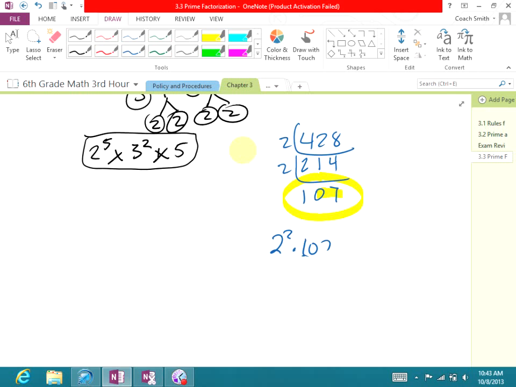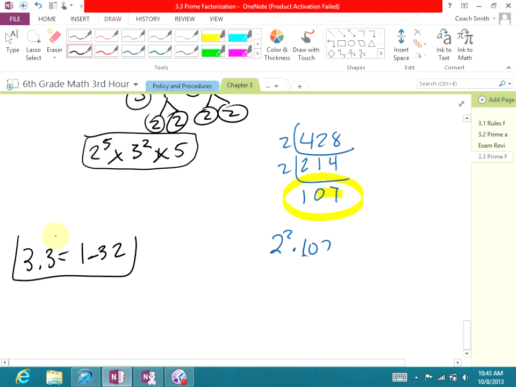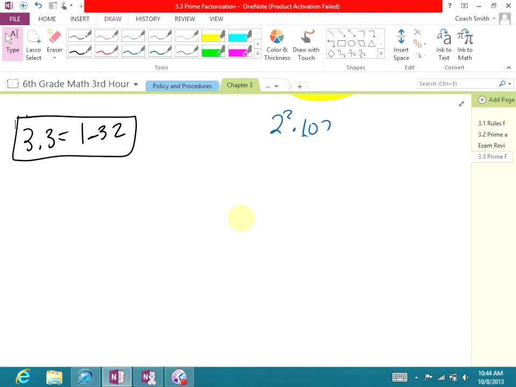Now, your homework is 3.3, 1 through 32. All right, we got only a couple minutes left. So you can start packing up and get ready to go.